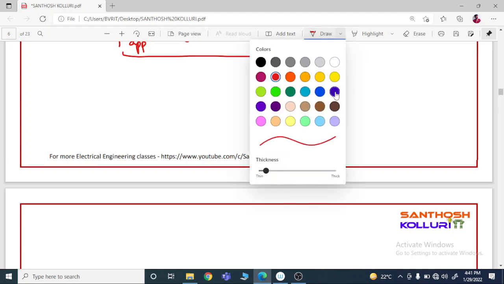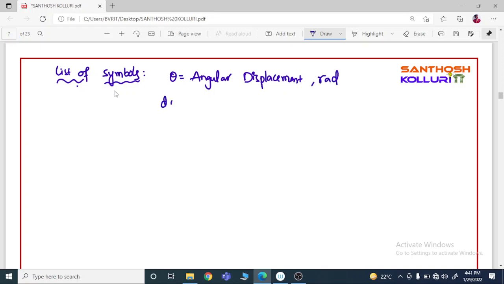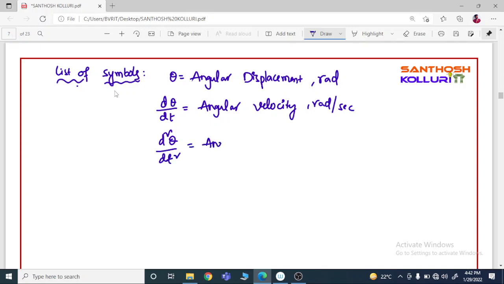Similarly, we will see what are the different nomenclature for mechanical rotational system. List of symbols we are using in the mechanical rotational systems are: first one is theta, it is nothing but angular displacement in radians. d theta by dt is nothing but angular velocity, in radians per second. And d square theta by dt square is angular acceleration, in radians per second square.